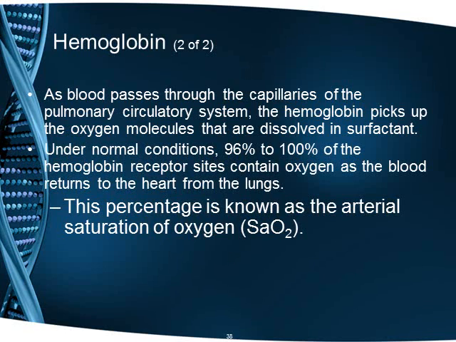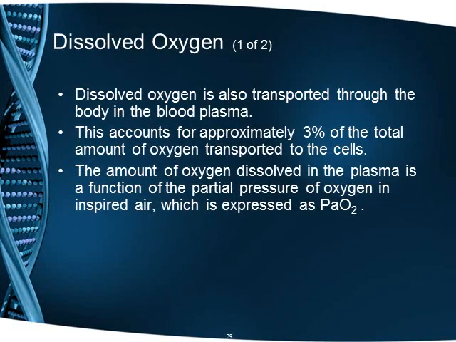But what happens if we have fewer buses than normal? Our SATs are still going to be 100%, but are we really 100%? No, because our buses aren't there. The buses that we have are fully loaded, but we don't have enough buses to deliver everything that we need to. So under normal conditions, like I said, that's 96 to 100%. The percentage is known as arterial saturation of oxygen, which is SaO2. So dissolved oxygen, well, we get it. Some of it gets attached to the hemoglobin. A little bit of it is actually going to be just dissolved in the plasma.